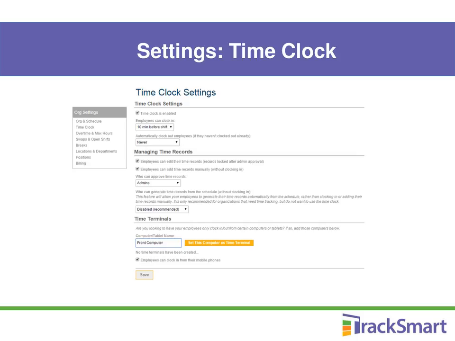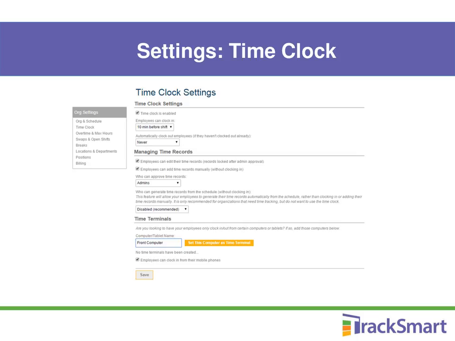You have the options for managing time records. You have the options where the employees can either edit their time records or they can go ahead and add time records manually. Now, many employers don't like when employees can edit their own time records because, of course, it would lead into something else. And of course, you can actually select who can approve your time records, which would be admins or admins and managers. In my example, I just selected admins.